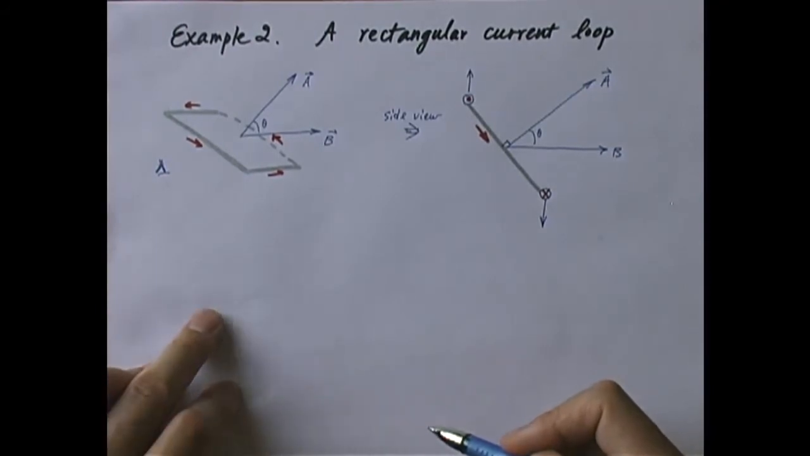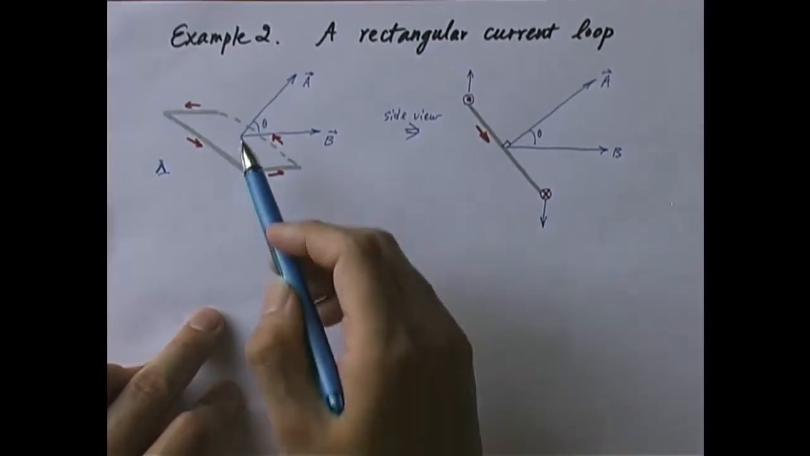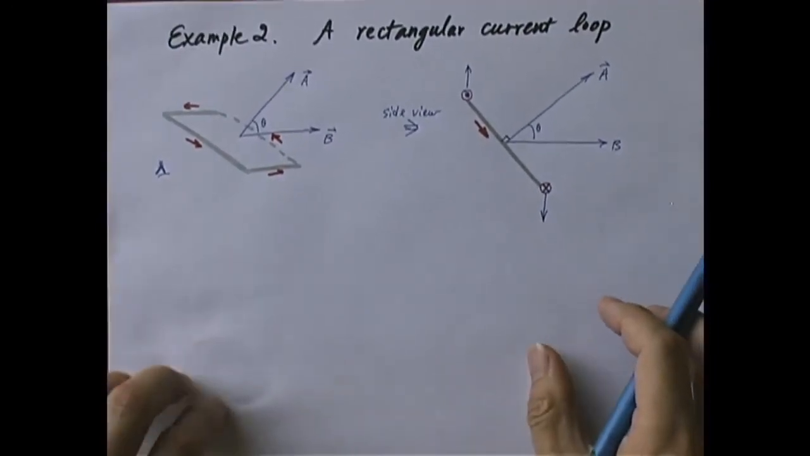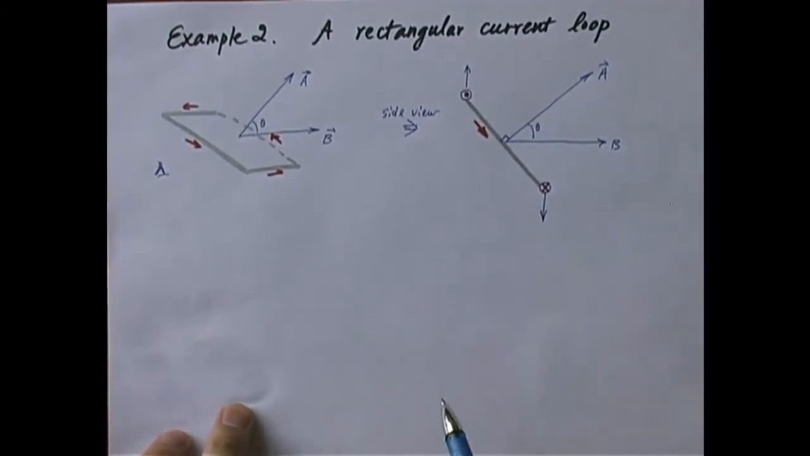See? Okay, so these two forces have the same magnitude. You can see that clearly. And they point in the opposite direction as well. So what is the net force again on this loop? Zero, as expected, with any shaped loop, as long as the B field is uniform.